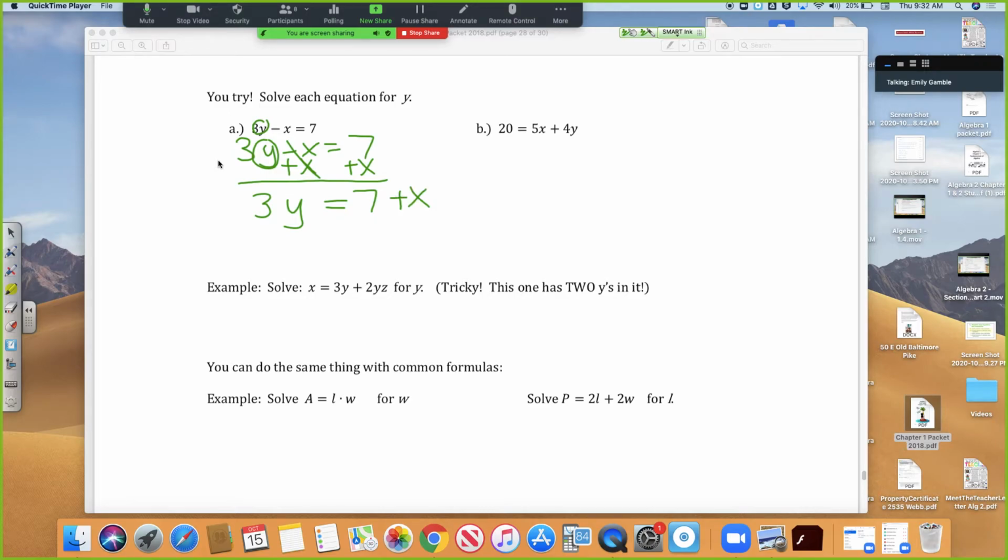The last thing you would do is get rid of the 3 times y by doing the opposite of multiplication, which is division. So I'm going to divide everything by 3. This by 3 and this all by 3. And the answer is y equals 7 plus x over 3. This cannot be simplified. That's just the random weird answer for that problem. The answer is y equals 7 plus x over 3.